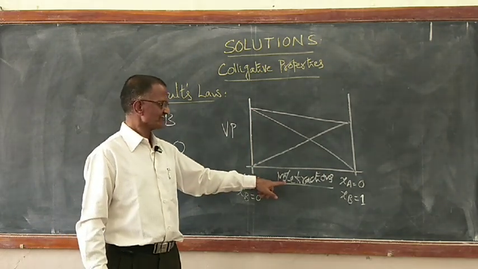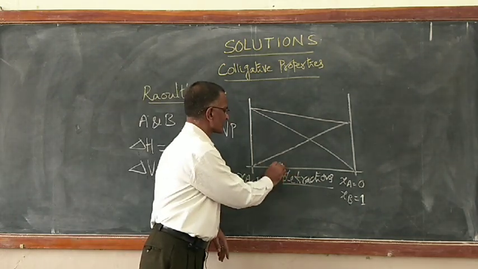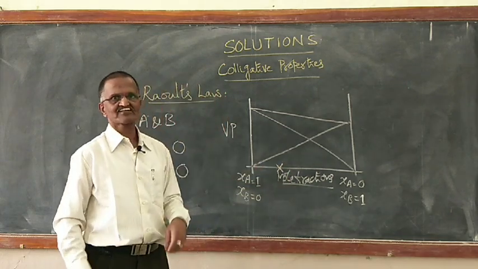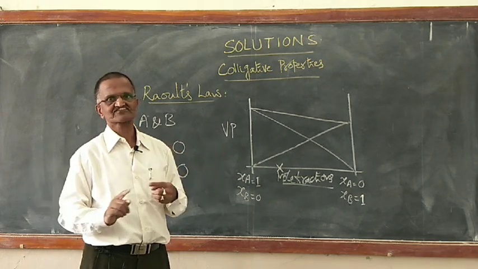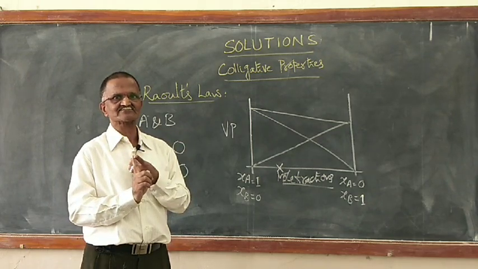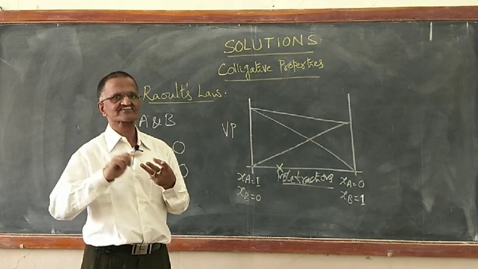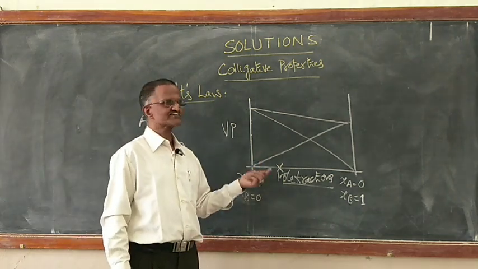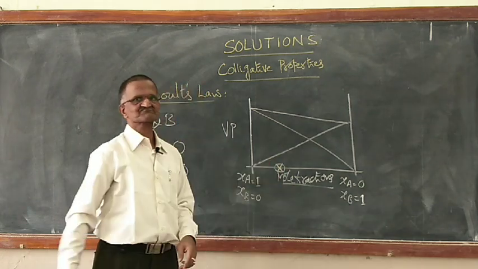Now I have two components A and B. At a given composition, I have A and B together. Both of them are volatile, and if I want to separate them, how do I separate? There are different methods which you have understood: distillation. In that, we have studied simple distillation, fractional distillation, and so on. Now let us concentrate only on simple distillation.